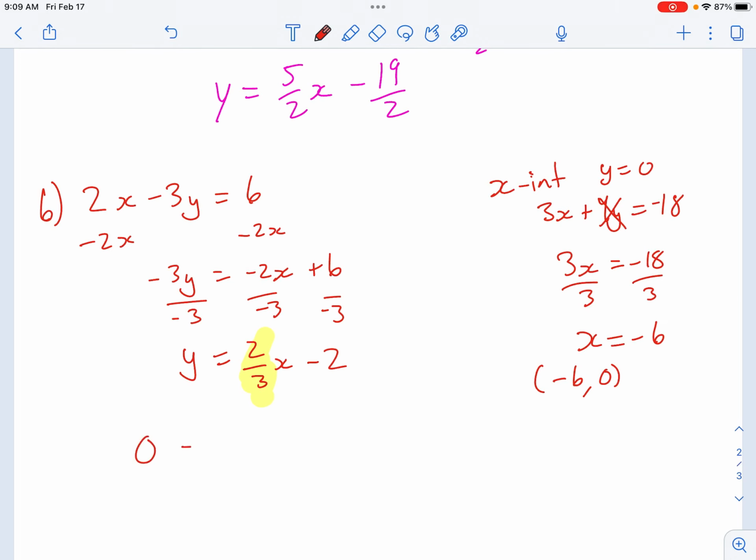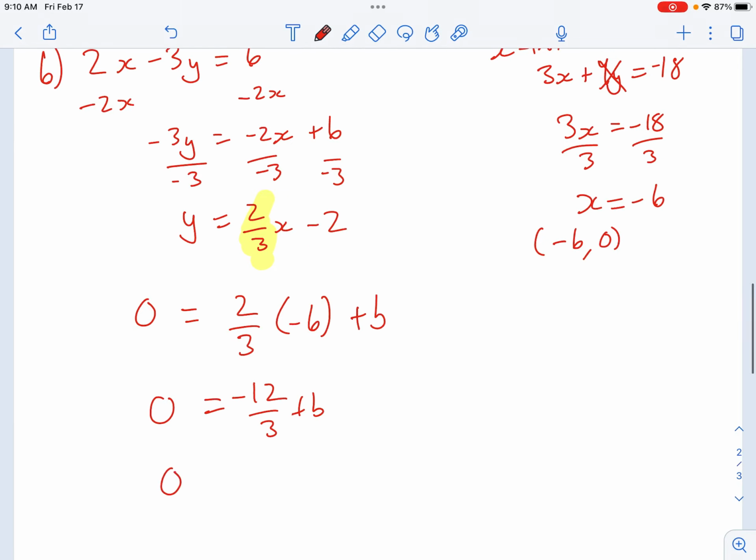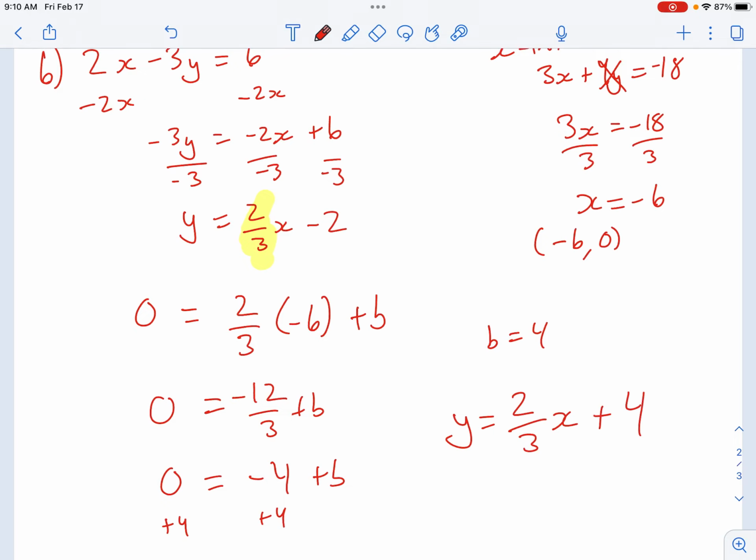So I plug that in. 0 is equal to 2 over 3 times negative 6 plus b. 0 is equal to negative 12 over 3 plus b. Negative 12 over 3 reduces down to negative 4 plus b. Add 4 to both sides. B is equal to 4. My equation of this line is 2/3 x plus 4.